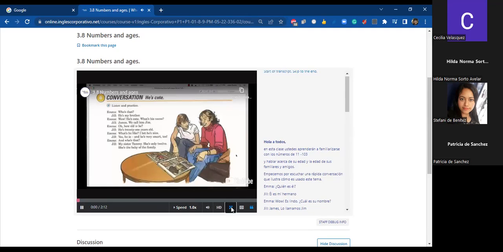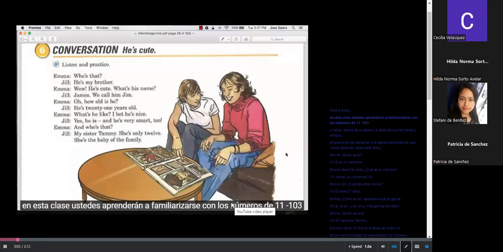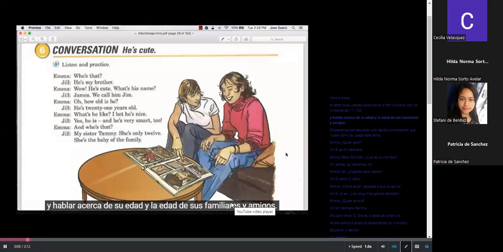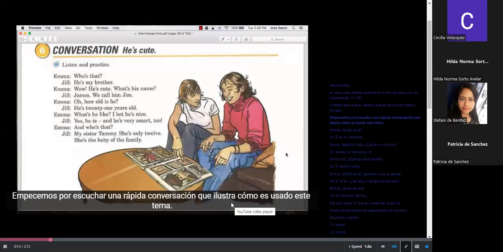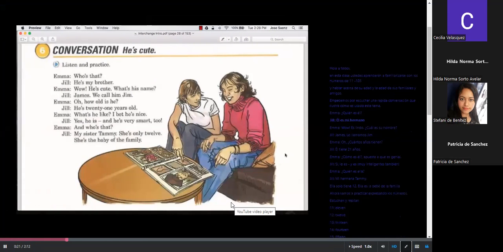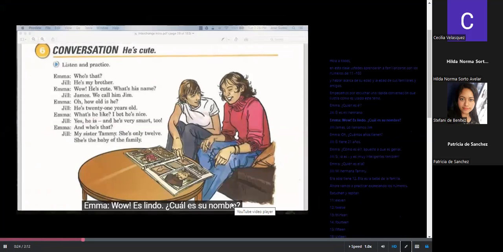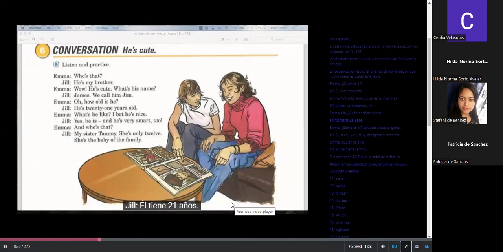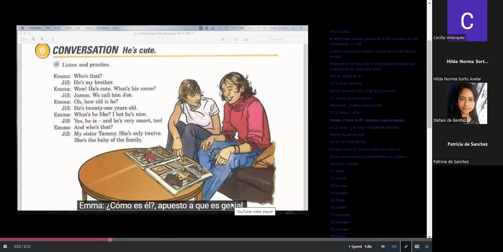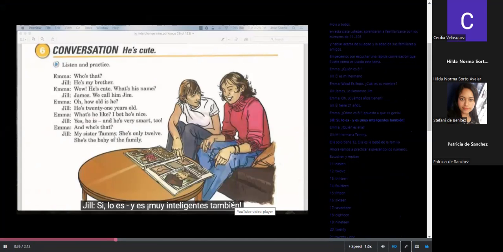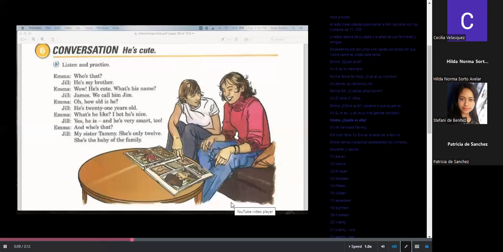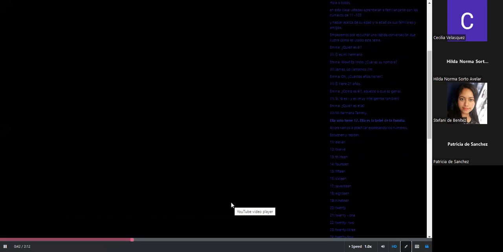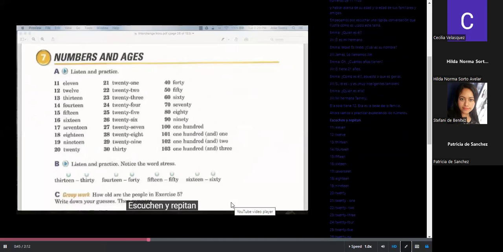Hi everyone. In this class, you'll become familiar with the numbers from 11 to 103 and talk about your age and the age of relatives and friends. Let's start by listening to a quick conversation which illustrates how this topic is used. Who's that? He's my brother. Wow, he's cute. What's his name? James. We call him Jim. Oh, how old is he? He's 21 years old. What's he like? I bet he's nice. Yes, he is. And he's very smart, too. And who's that? My sister, Tammy. She's only 12. Now let's practice expressing the numbers. Listen and repeat.